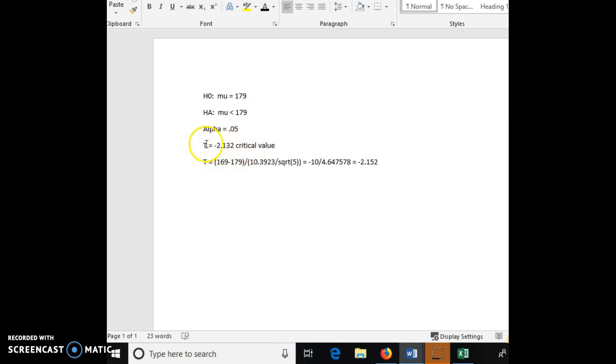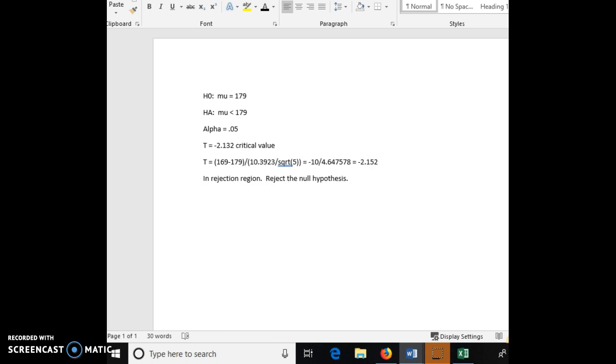All right, now let's remember this is a left-tailed test. So our rejection region is to the left of -2.132. And -2.152 is certainly to the left of -2.132. Not by very much, but it is. So this is in the rejection region, which means we reject the null.